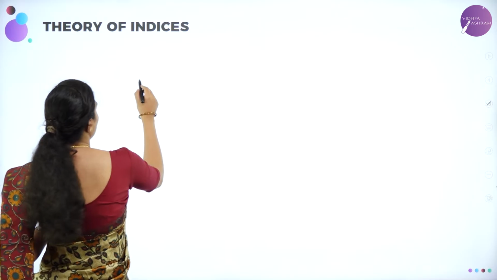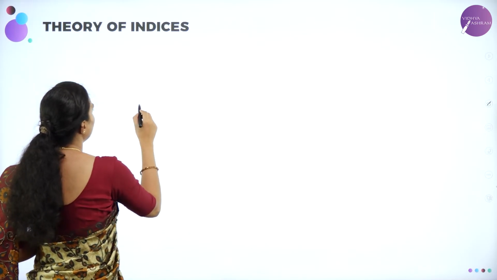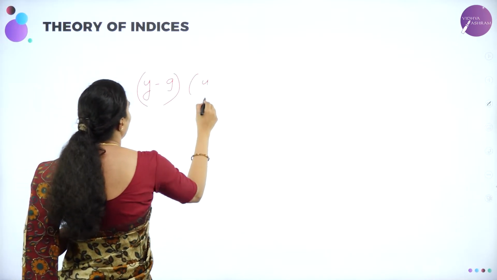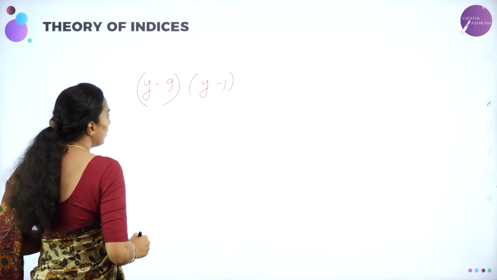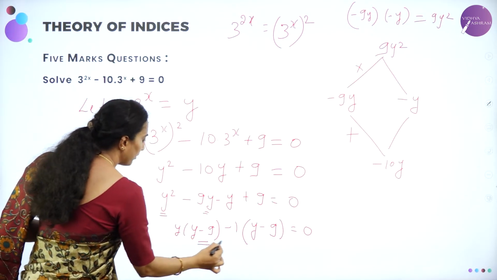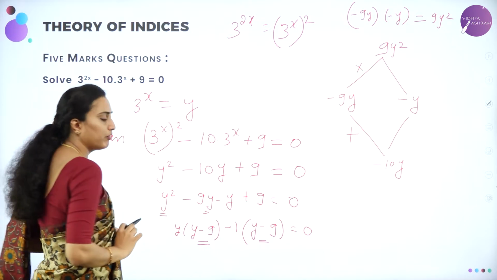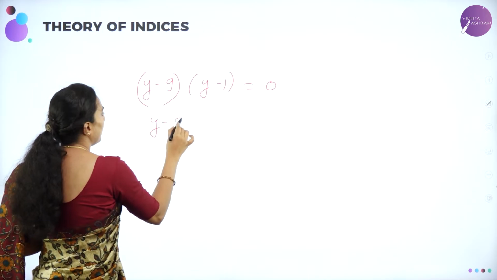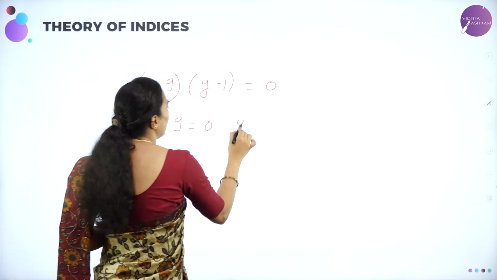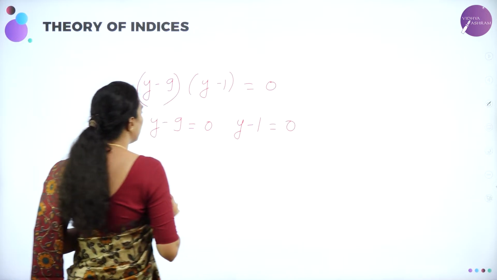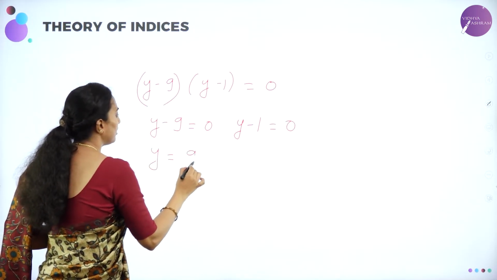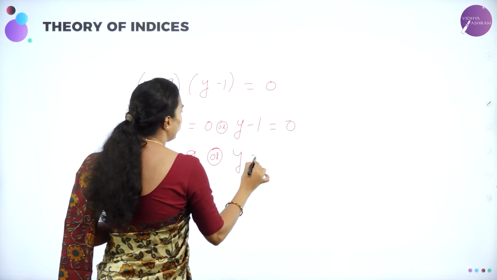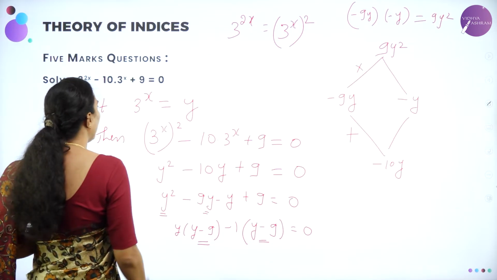Correct? So therefore the answer will be, see, I can equate each. y minus 9 into y minus 1, because I can take common factor as y minus 9. If I take common factor y minus 9, y minus 1 will be remaining, equal to 0. So therefore y minus 9 will be equal to 0, y minus 1 will be equal to 0. I can equate y is equal to 9, or y is equal to 1.